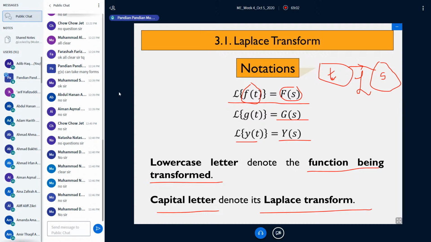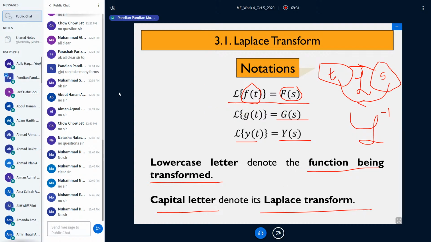Actually, we are going from t to s at the moment. Later on, when you study the method, you have to come back to t again. That one we call inverse Laplace, L power minus 1. Going from t to s is L; from s to t is inverse Laplace. That one comes later. So first, we study this first, one by one.